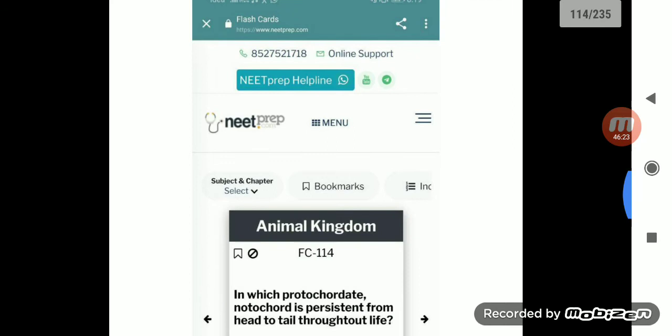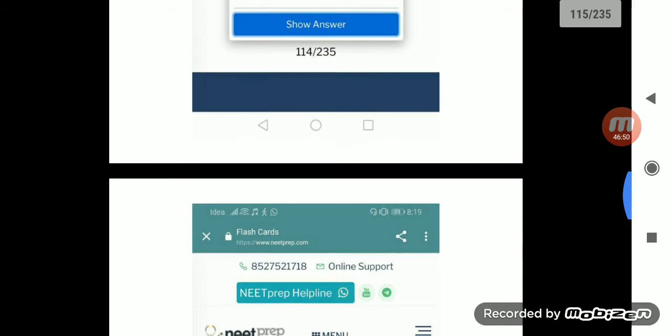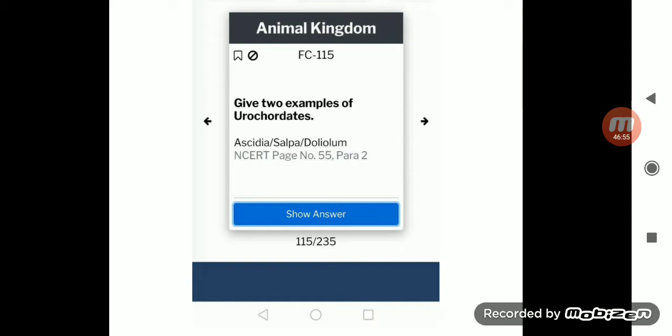Notochord is present in the larval tail in urochordates. In which protochordate is the notochord persistent from head to tail throughout life? Cephalochordate. Give two examples of urochordates: Ascidia, Salpa, and Doliolum.